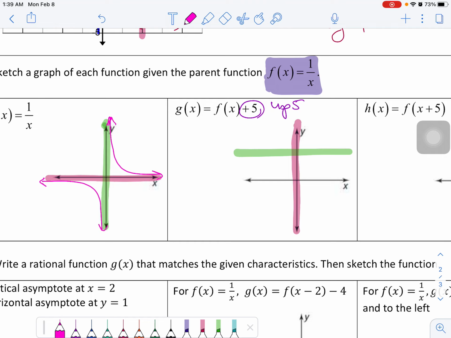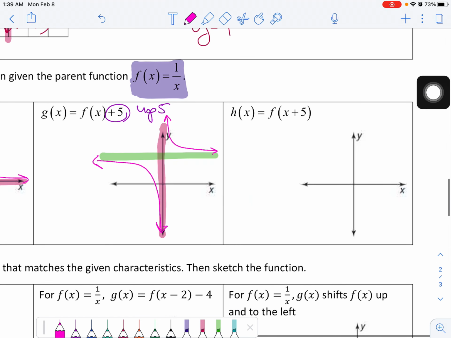And so if I make the curve now, my curve is just shifted up. It's still going to approach both of the asymptotes, not cross them though. Okay. And again, approach but don't cross. So the whole curve, this curve right here, just shifted up 5 units.